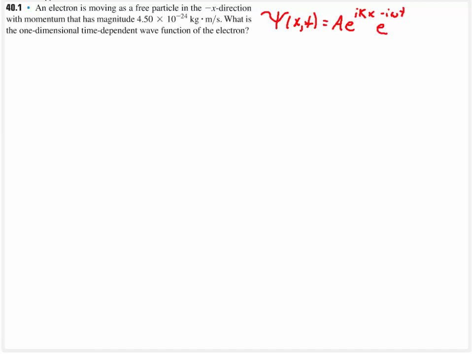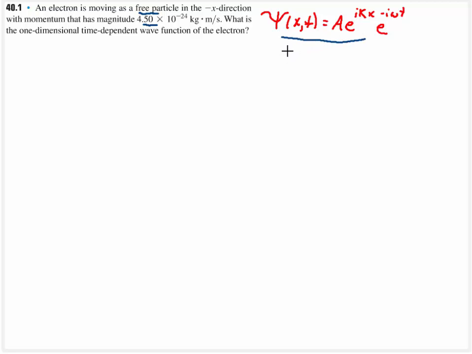Alright, some solved problems for chapter 40. So I have an electron that is a free particle moving in the negative x direction. That means my momentum is going to be negative, and it's giving me my momentum, and I'm just looking to write the wave function for this guy. Since it's a free particle, I can write it as such.